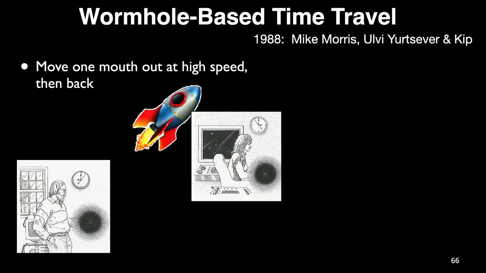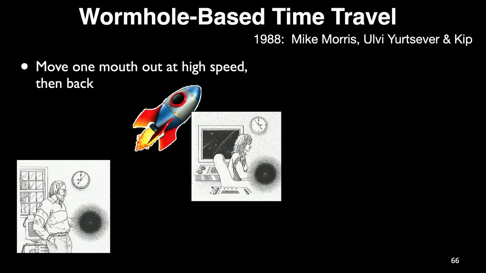Finally, once I had begun to think about wormholes and holding them open, I realized, together with two students in 1988, Mike Morris and Ulvi Yurtsever, that if I gave one wormhole mouth to my wife, and I kept the other mouth back here on Earth, she got into a rocket ship and traveled out nearly the speed of light and turned around and came back, there's something called the twins paradox, which guarantees that she will age far less than I do.